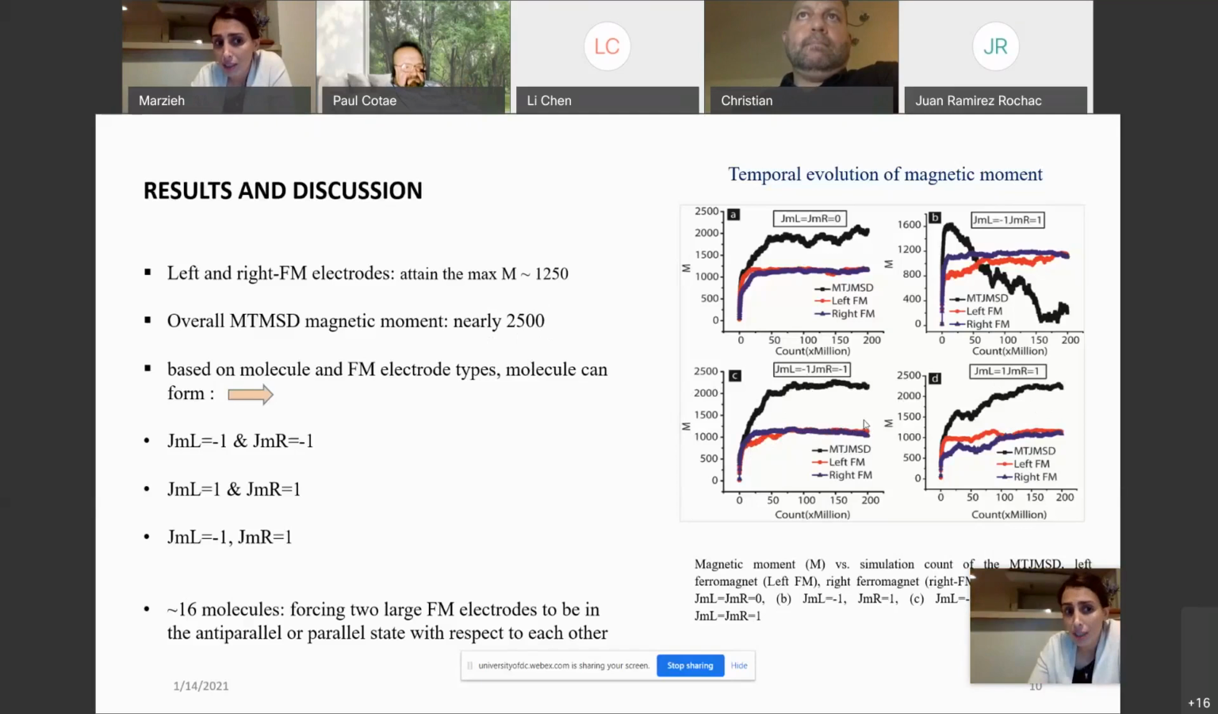This result tells us that the number of molecules we have used in this simulation, which is only 16 molecules, is capable of affecting the whole device behavior, and they can control the electrodes. They can force the electrodes to take a spin orientation parallel or anti-parallel with respect to each other. And putting those molecular bridges in is highly influential in defining the device behavior.